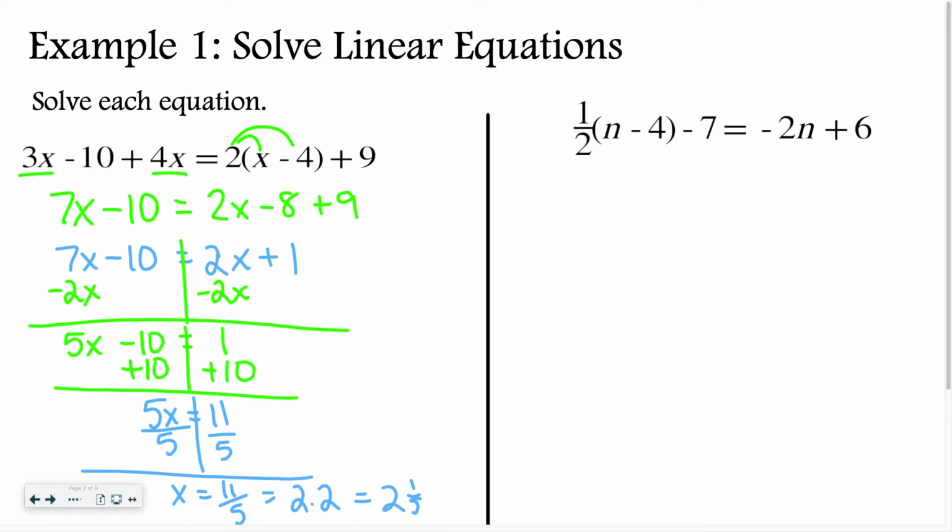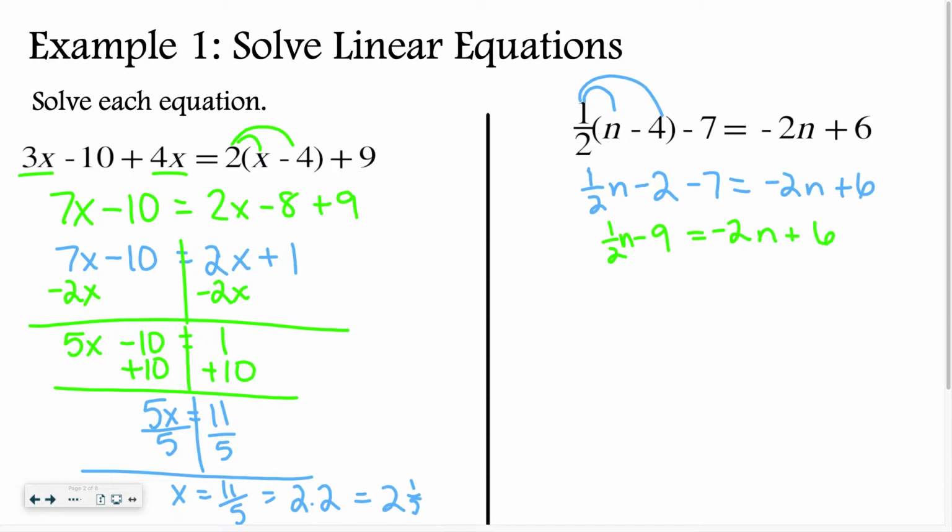Jumping into the second part of this example, let's start by distributing and getting rid of those parentheses. So I have 1/2 n minus 2 minus 7 equals negative 2n plus 6. I can still simplify on the left side of that equal sign. So I have 1/2 n minus 9, don't drop your variable, equals negative 2n plus 6.